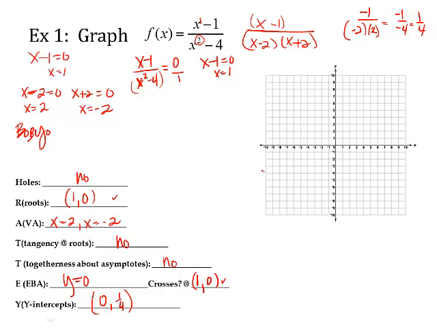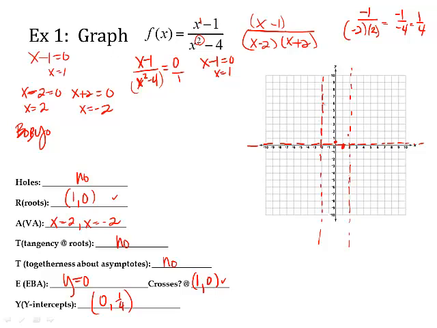All right, now we can graph this. I have a root at 1. I have a vertical asymptote at negative 2, and I have one at positive 2. No tangency, no togetherness. End behavior is at y equals 0. And yes, it's going to go through that root, but we already knew that was going to happen. The y-intercept is at 0, 1/4. So it's less than 1, but it's right there.